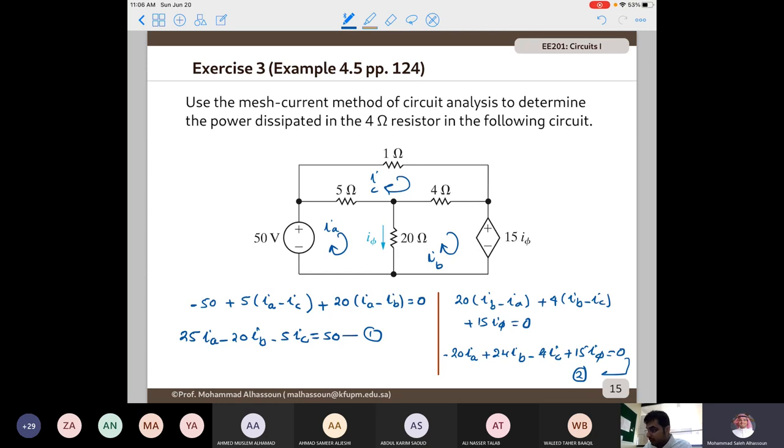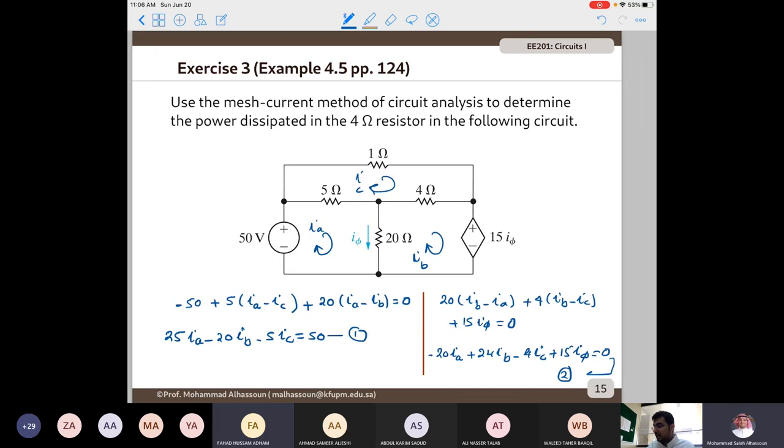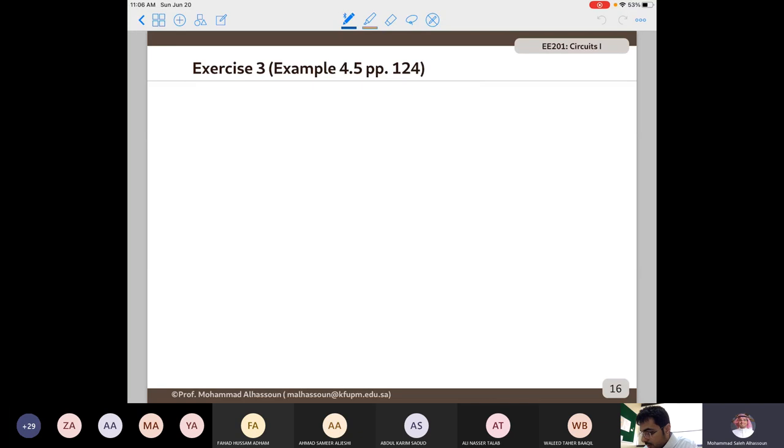Now the third equation: 5 multiplied by IC minus IA, exactly, and 1 multiplied by IC, and 4 multiplied by IC minus IB. So it's going to be 1 multiplied by IC plus 4 multiplied by IC minus IB plus 5 multiplied by IC minus IA equals 0. So minus 5 IA minus 4 IB plus 10 IC equals 0, and this is the third equation.